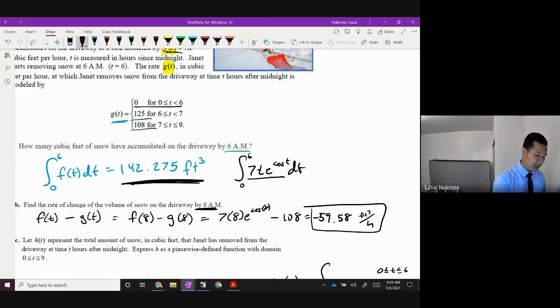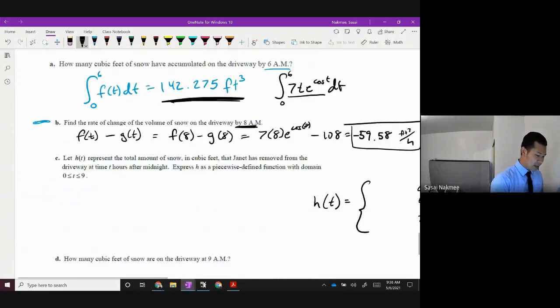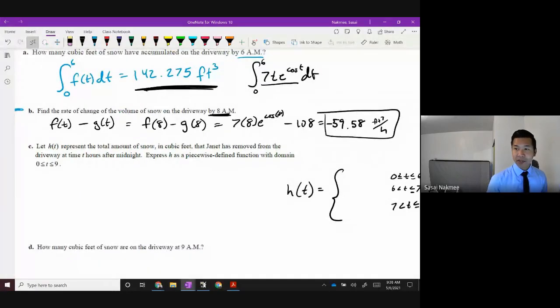She's not removing any snow from 0 to 6. She's removing a rate of snow here and a rate of snow from here to here. How do I get those functions? Well, if G of T represents the rate at which snow is being removed by Janet, and I want H of T to show me the total amount of snow that's been removed, then all I have to figure out is the integral of what we're dealing with.